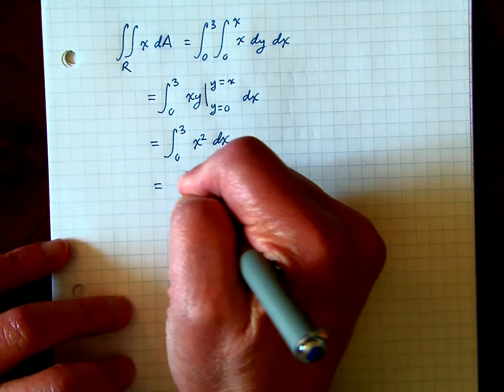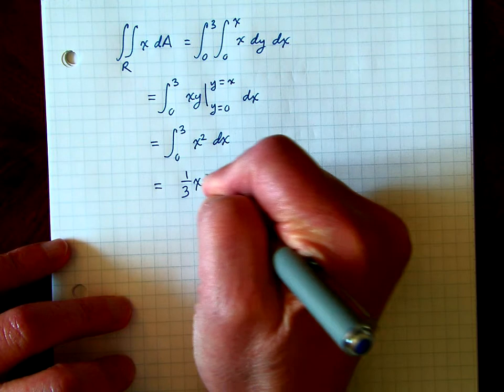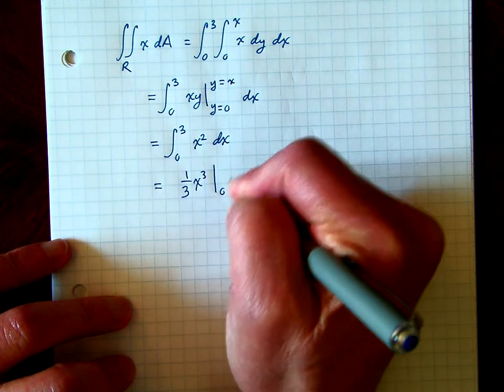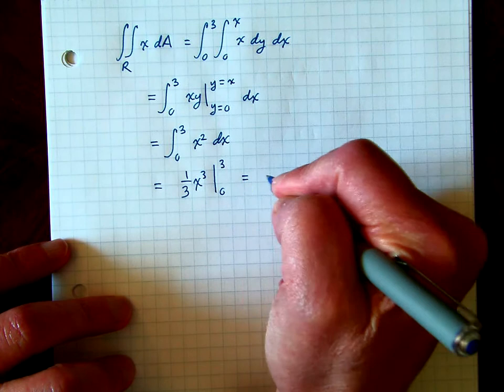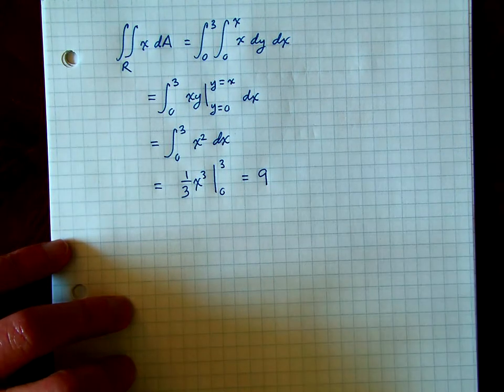And so now I'm going to get 1/3 x cubed from 0 to 3. Plug in the 3, I get 27/3. I get 9. That was easy. That was just a straightforward computation.